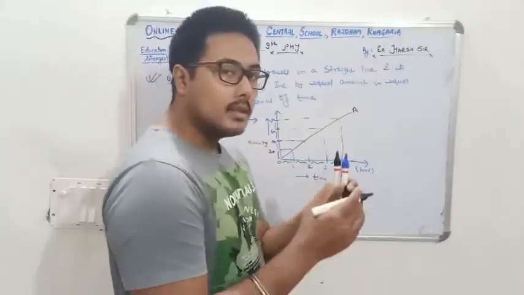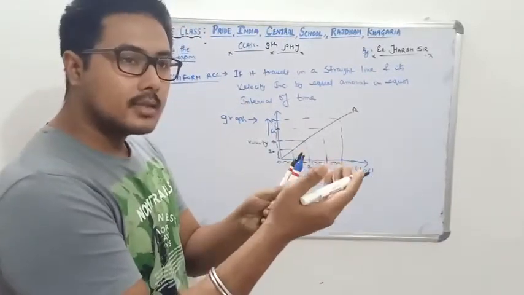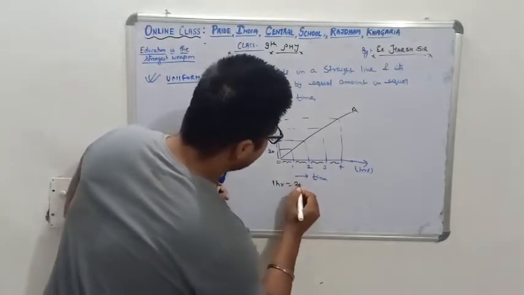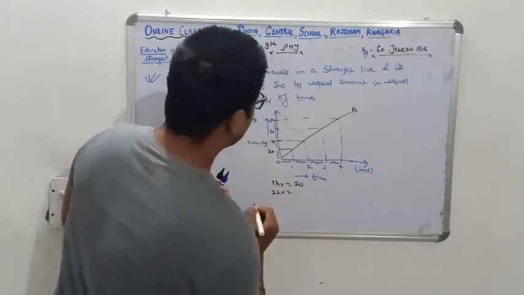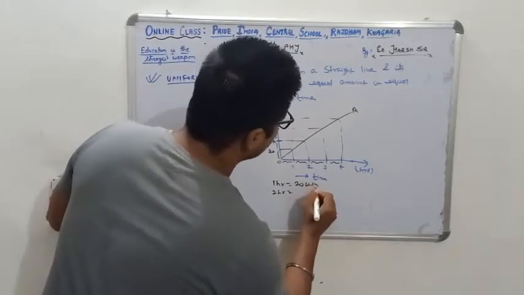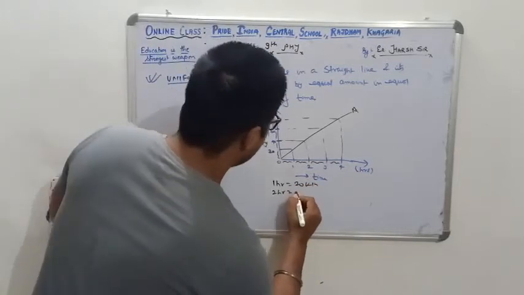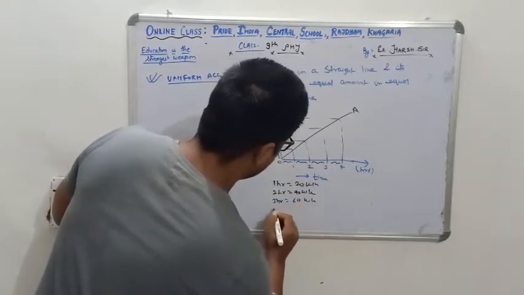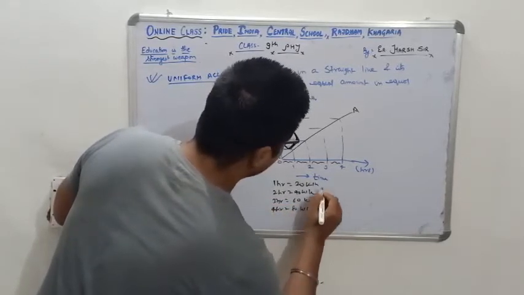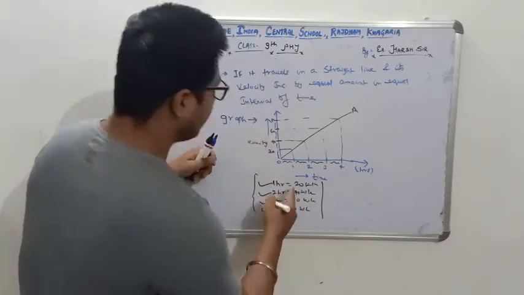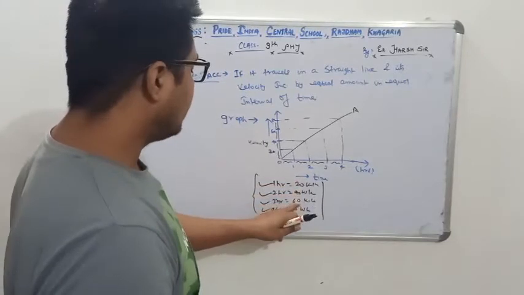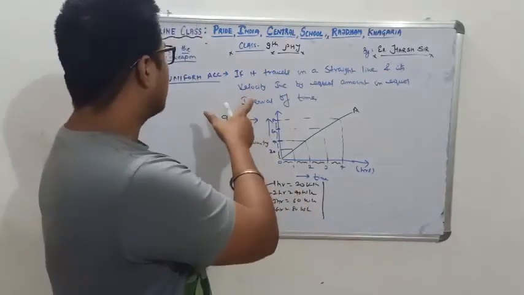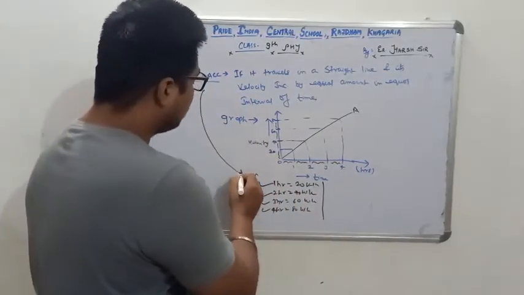Velocity is nothing but distance traveled in a particular direction divided by the time taken. For the first hour, the velocity is 20 kilometers per hour. In the second, it is 40, in the third hour 60, and in the fourth hour 80 kilometers per hour. So for every hour there is a uniform change of 20 in velocity. This case is said to be a case of uniform acceleration.